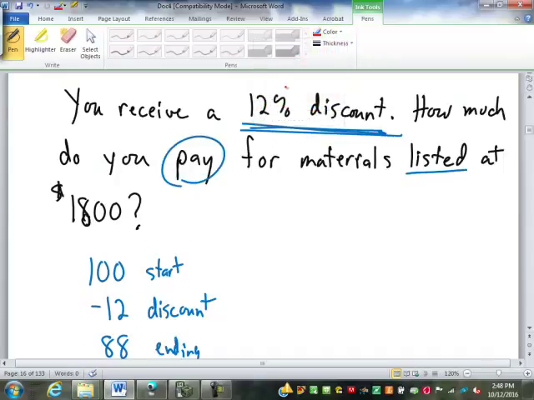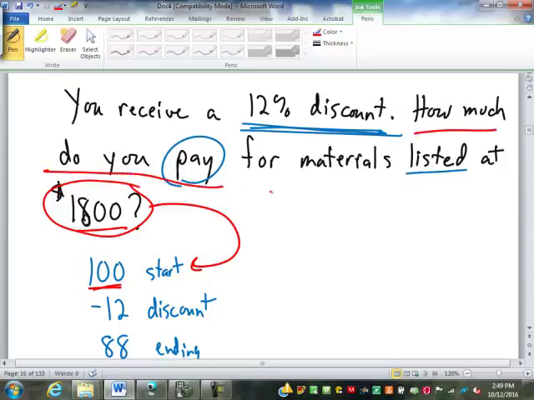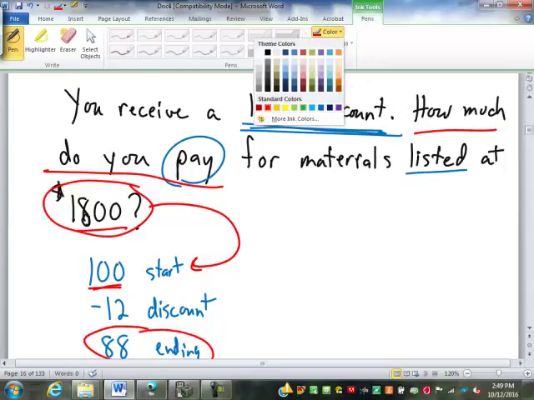So now we have to ask ourselves, this $1,800, does that represent the dollar amount before the discount or after the discount? That is definitely before the discount. So does that match up with the 100%? Yes, it does. So we can use that 1,800 with the 100%. Now we're looking for how much we're going to pay. That would be the ending amount, the 88%. So here we have two options.